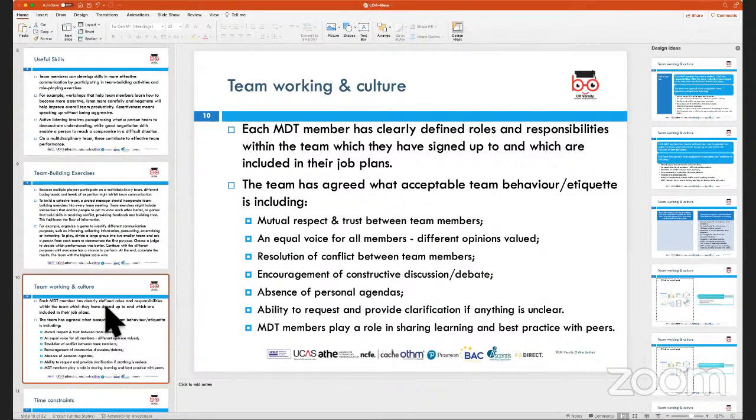This would mean that they have mutual respect. They are all able to contribute by voicing their opinions. There is a structure in the team to resolve problems, and there is an absence of personal agendas. There is nobody driving any personal agenda within these teams.